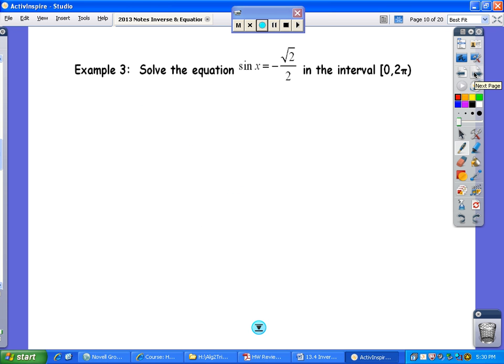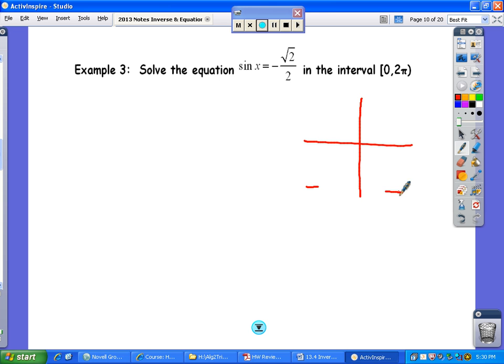All right, solve the following. So we want to know what angle has a sine of negative square root of 2 over 2. And notice that we're on the entire circle here. So where is sine negative? Well, sine is negative in the third quadrant and the fourth quadrant. All right, what family member is this?